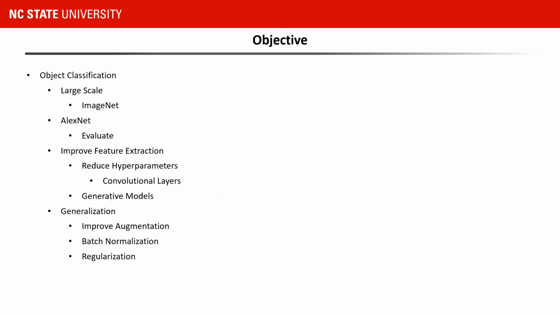Our objective is large-scale object classification. We selected a subset of ImageNet as our dataset and AlexNet as a baseline model. Our focus is to simplify and improve feature extraction and to investigate the application of generative models. We would also like to improve generalization.